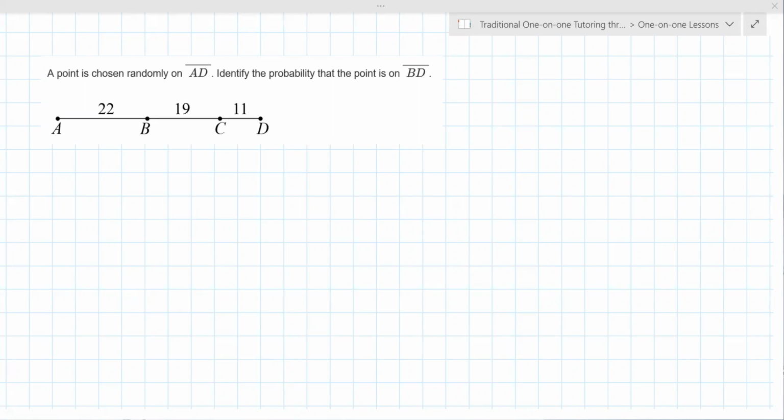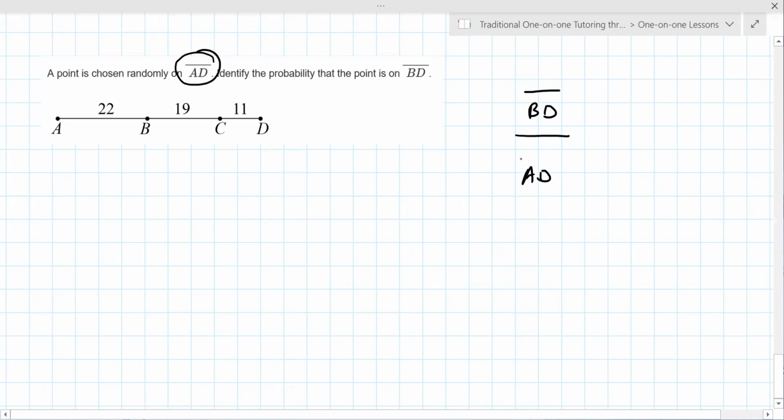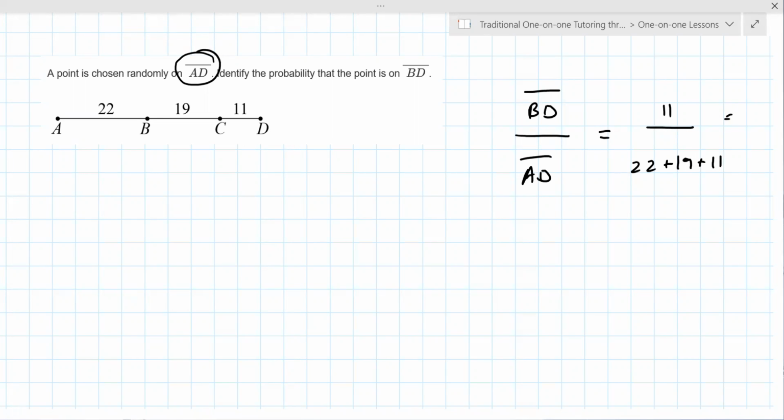I get 11 over 15. Okay, what is the length of AD? Oh, I thought it said AB. So you need BD over AD. Yes. I get 30/52.